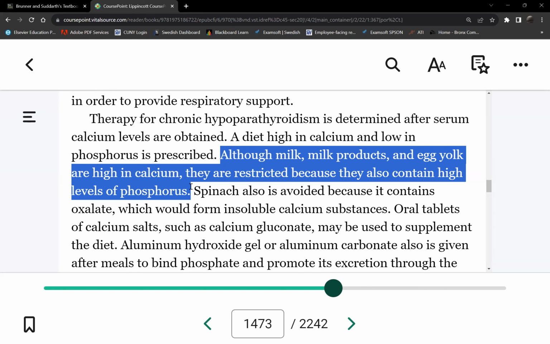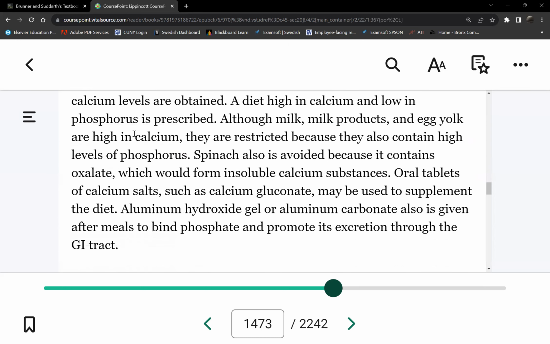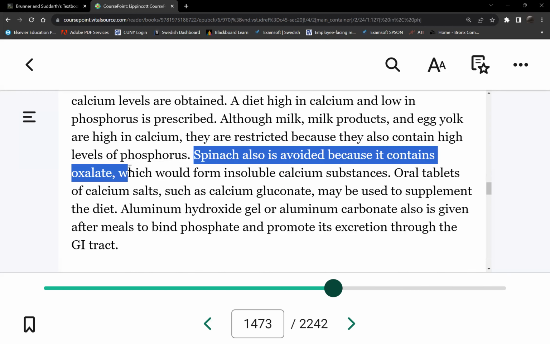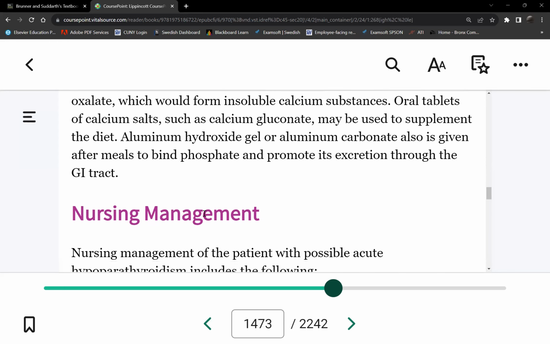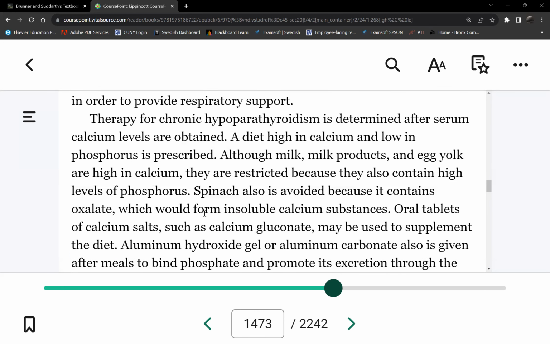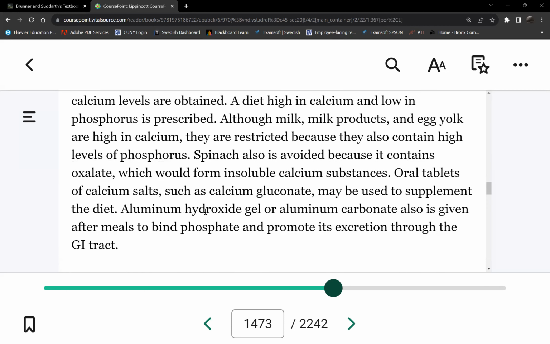Can we give tofu? Yeah, that's non-dairy. Anything but milk and dairy products. And we give sardines. Sardines are good. They have high calcium. Spinach is also avoided. So you could get tofu, sardines, and anything else with high calcium. Green leafy vegetables are high in calcium too.